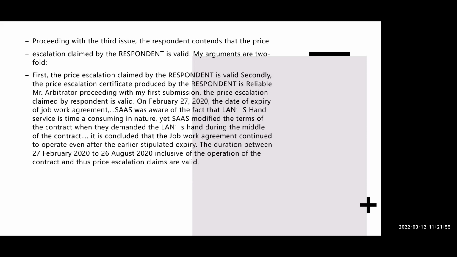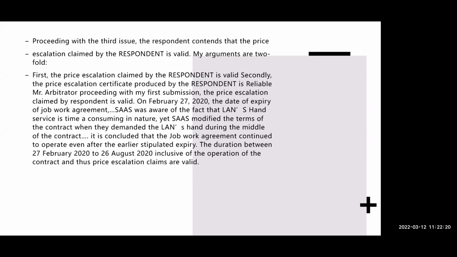So just this example. I pasted it over here: the counsel was supposed to move to the next issue. So you introduce proceeding with the third issue. The respondent contends that the price escalation claimed by the respondent is valid. However, this particular issue was entirely a big issue, which came as whether the price escalation claimed by this particular company is valid or not. And then there were some further lines.